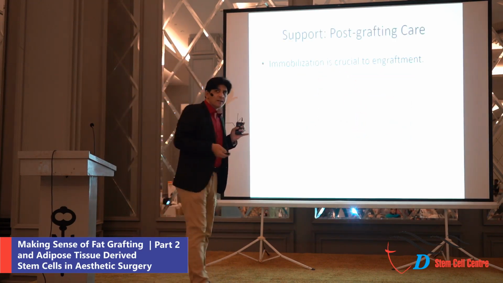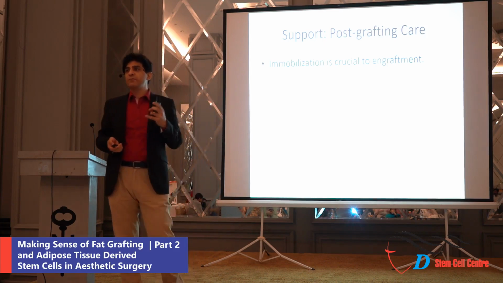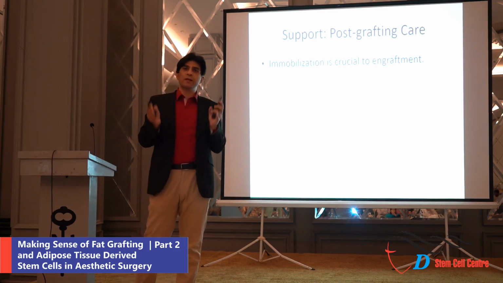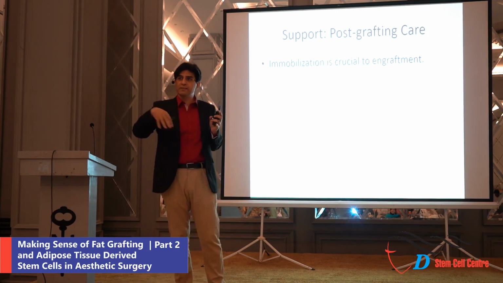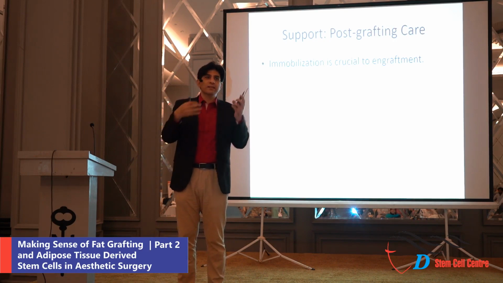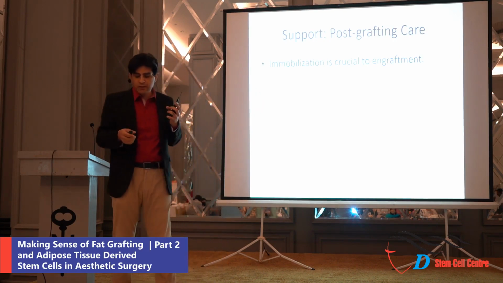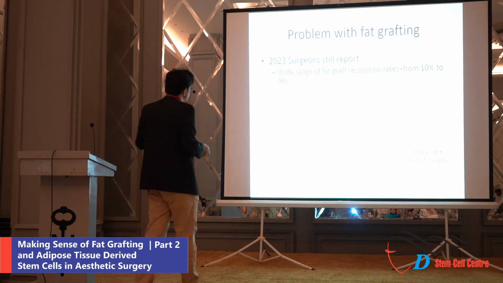Now this is important. Post-graft care: people have recommended immobilization. Some people have used botulinum toxin to immobilize the muscle. The more mobile the area is, the more would be the absorption. We have already seen this in lips and in other areas, that the more mobility there is, the more would be the absorption. So you can use neurotoxin.